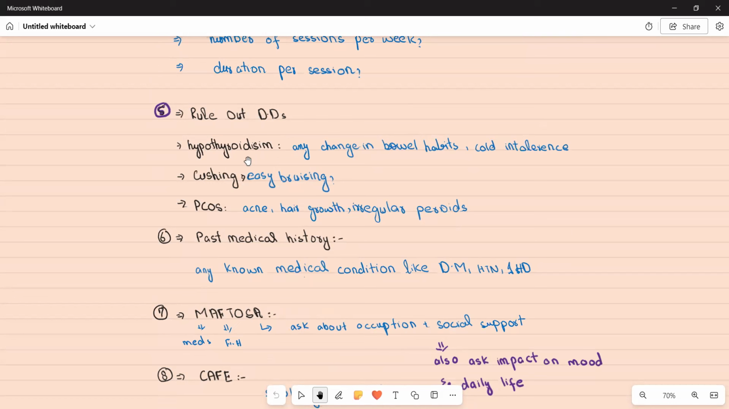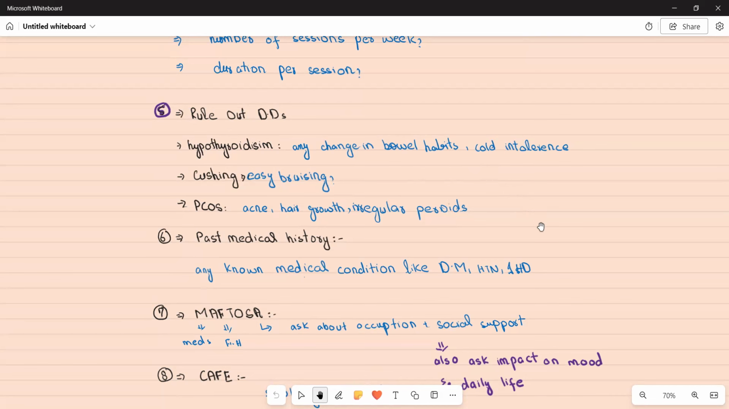So the first one here is hypothyroidism. We are going to ask them any change in their bowel habits, any cold intolerance. For Cushing, we are going to ask about easy bruising. If it's a female patient, then you are also going to rule out PCOS, which is polycystic ovarian syndrome. So we are going to ask about acne. Do you get any spots on your skin, any excessive hair growth on your body, and how about your periods? Are they regular? Are they irregular? So you have ruled out some differential diagnosis as well.